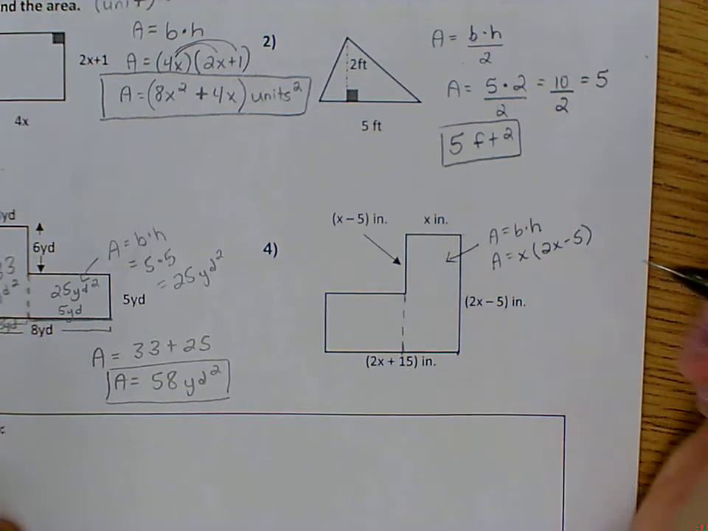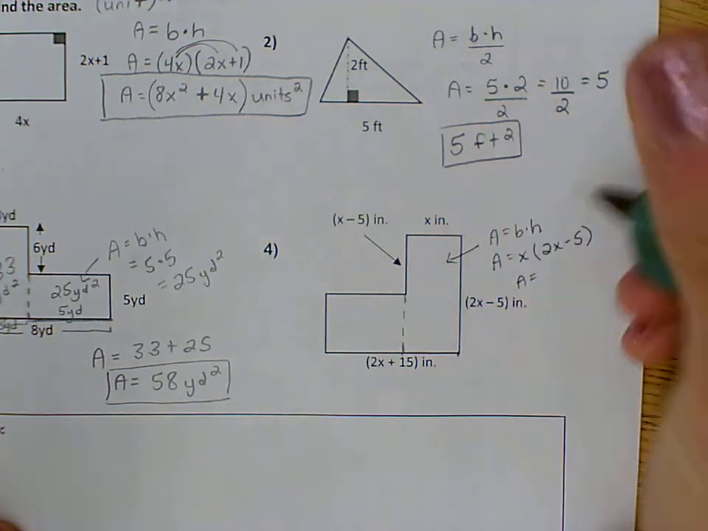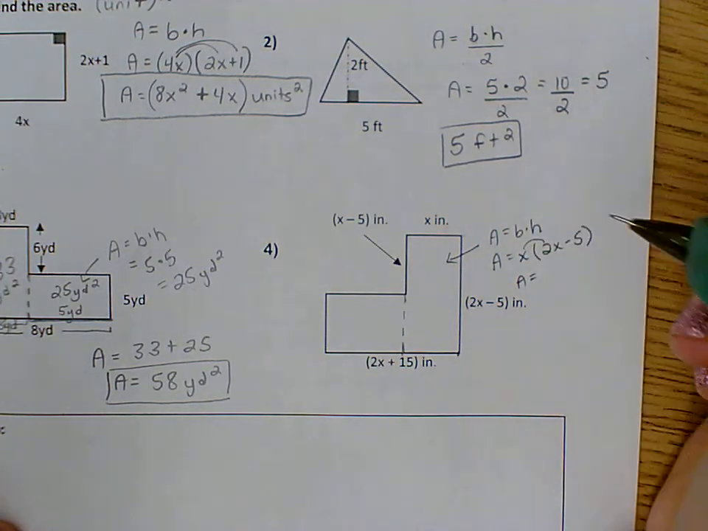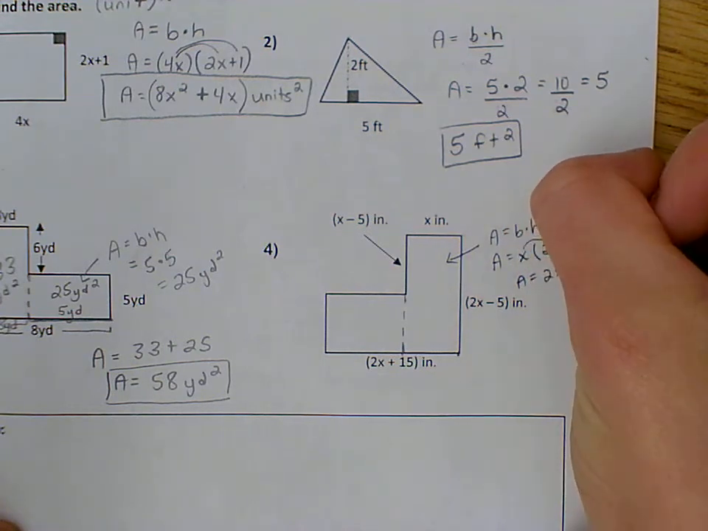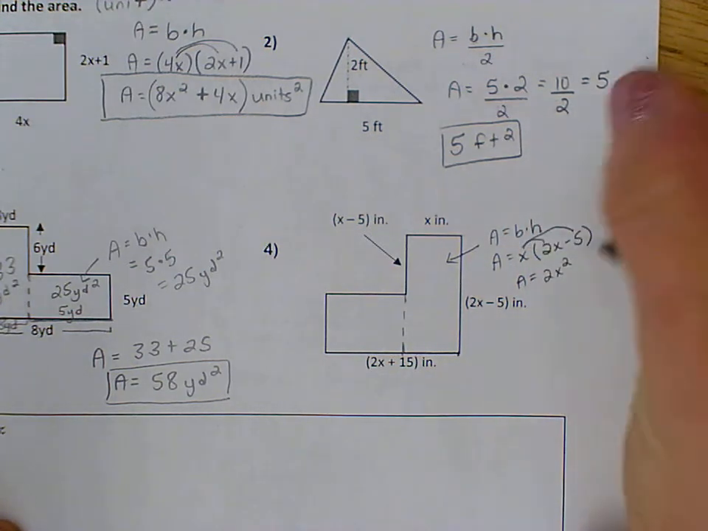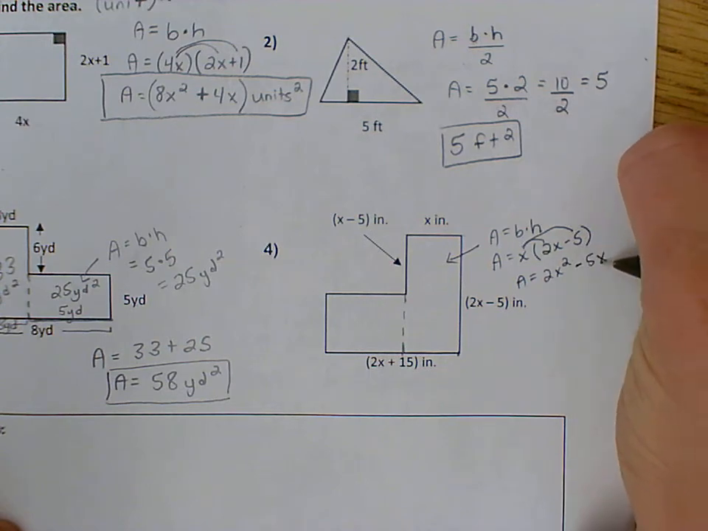So I can go ahead and find the area of that piece. We just have to distribute my x, so it'd be x times 2x, which is 2x squared. And then x times negative 5, which is negative 5x, okay?